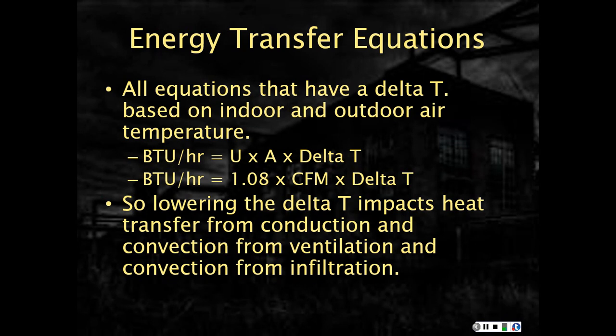Now, that same delta T also shows up in anything having to do with convection. So infiltration, ventilation, makeup air, exfiltration, anything having to do with convective heat transfer has that same delta T. So lowering the delta T impacts heat transfer from conduction, convection from ventilation, convection from infiltration, convection from makeup air, convection from combustion air, you name it, it impacts all those.